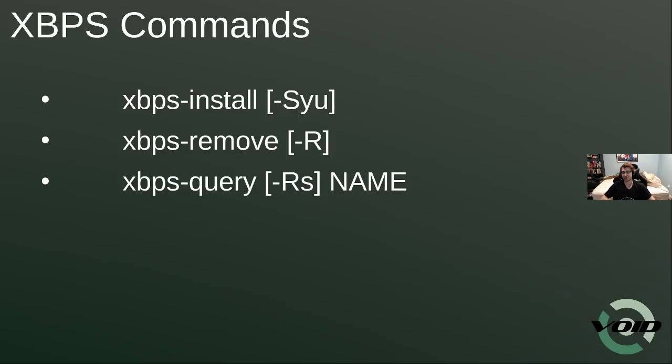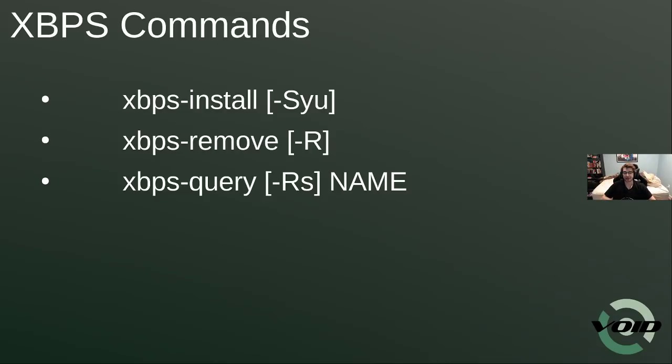xbps-remove -R, this was a big one for me at first too, because if you just do xbps-remove, space, then the package that you want to remove, it's only going to remove that package, not the additional libraries and dependencies that it installed. -R will nuke those. Obviously, it's going to check for other programs that require those dependencies. If not, get rid of them.